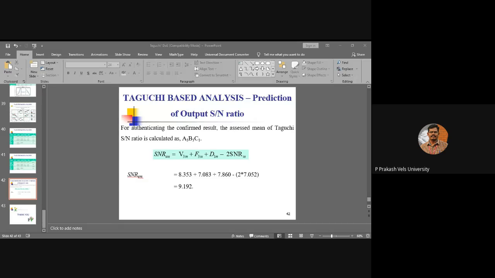Okay. Then is it necessary to keep the level interval uniform? Yes, sir. In Taguchi, it is the most important thing that we have to keep it uniform.